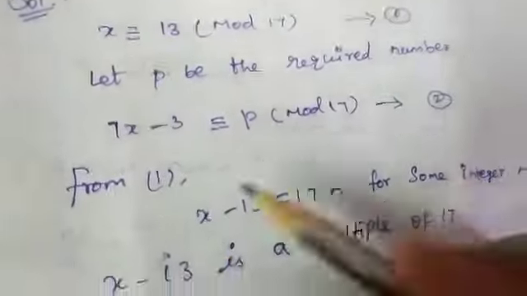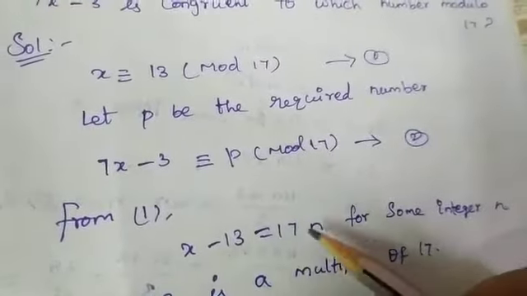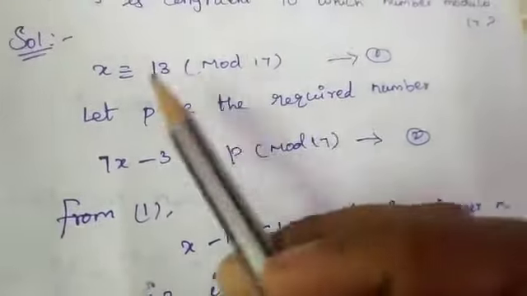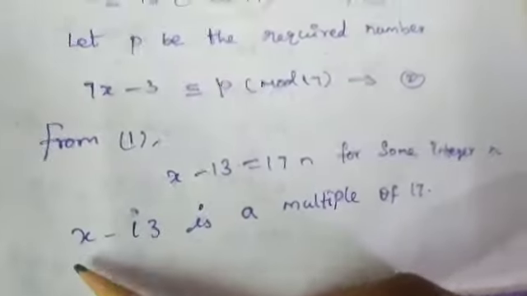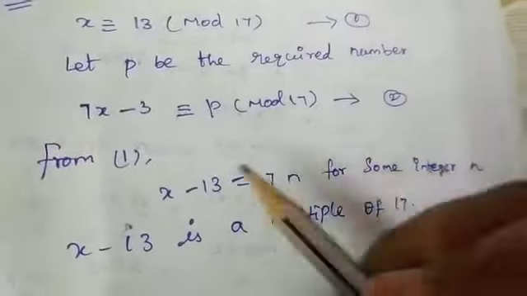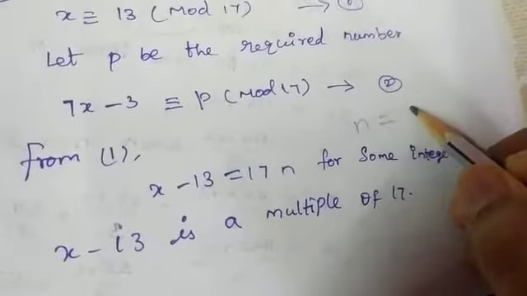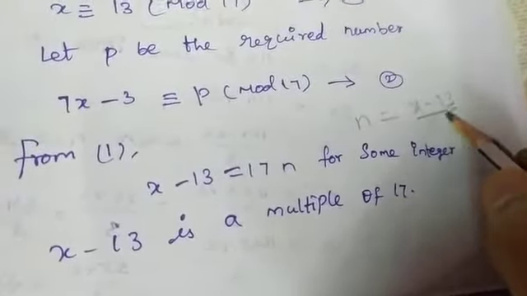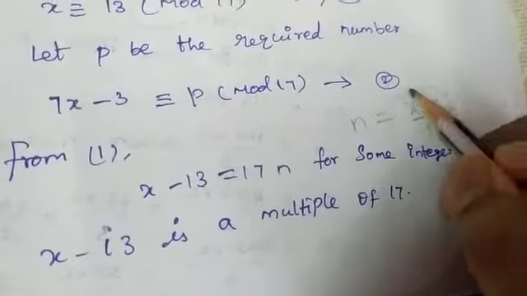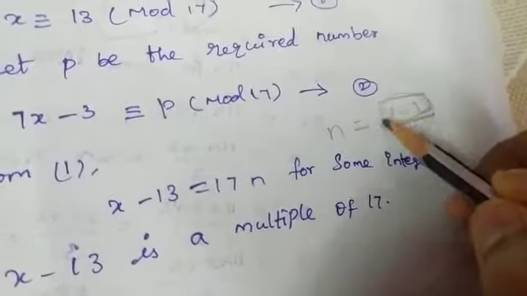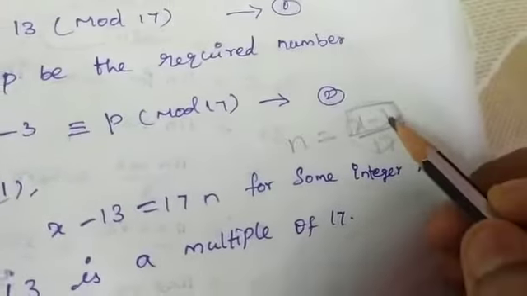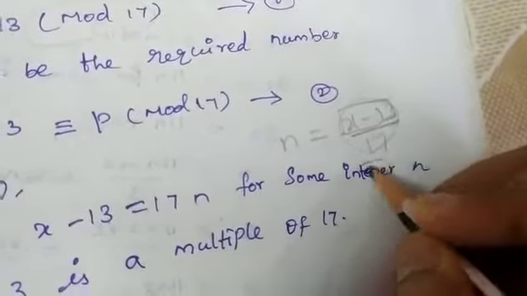So from 1, x minus 13 equals 17n for some integer n. I am taking this 13 to this side and converting mod 17 into 17n. So x minus 13 is a multiple of 17, because n will become (x minus 13) by 17, and this numerator is perfectly divisible by 17.